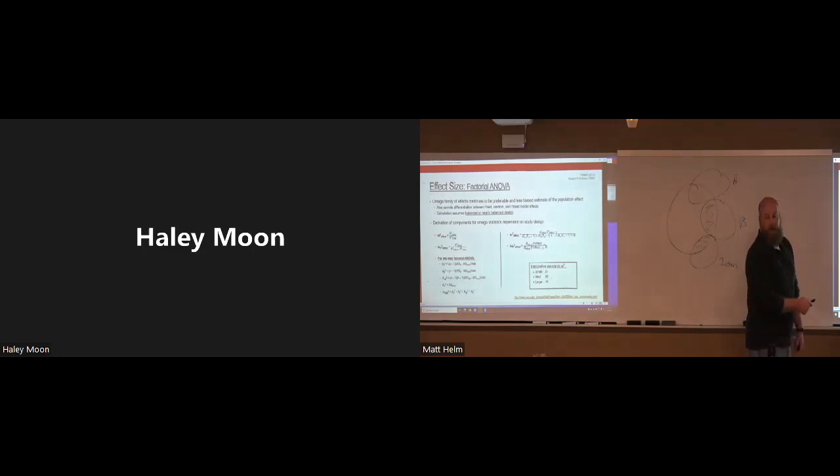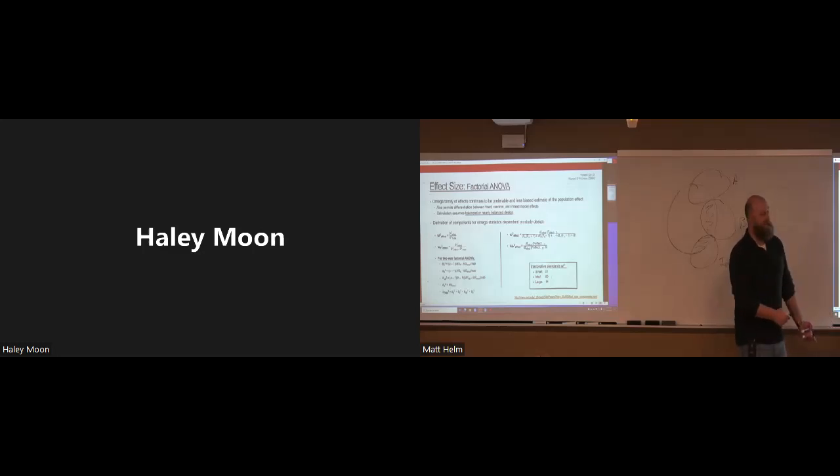So this is just the F of the effect minus 1 over degrees of freedom A times the F for effect A minus 1, plus degrees of freedom B times the F value for effect B minus 1, and so on, so on, so forth for however many effects that we have, right?